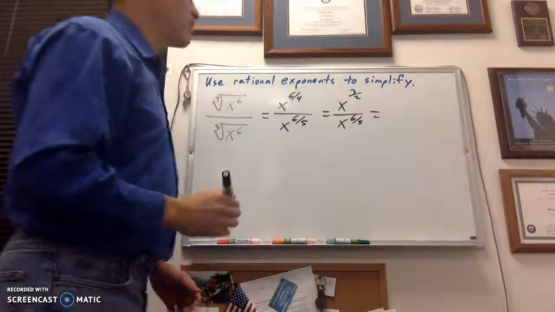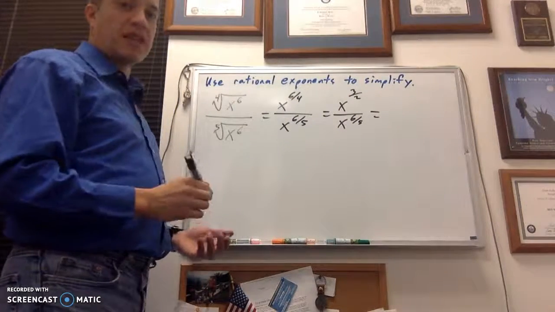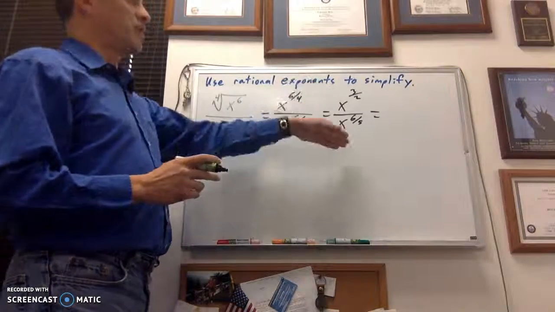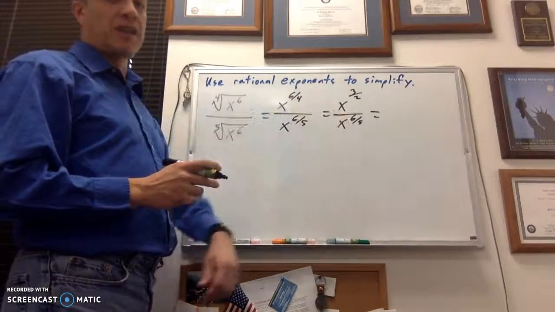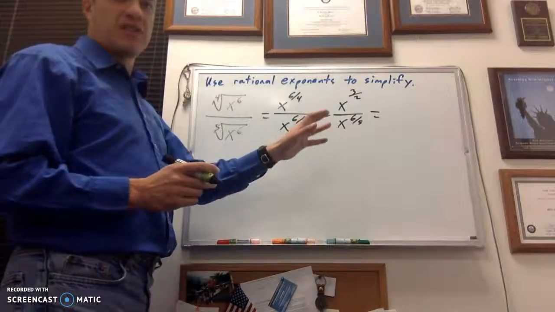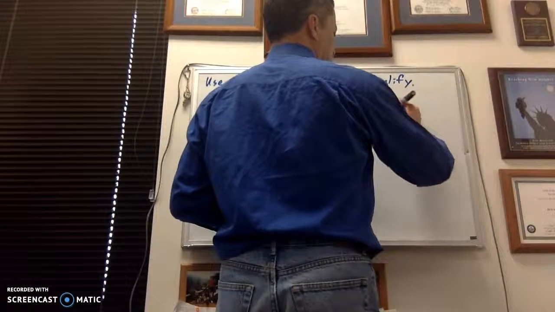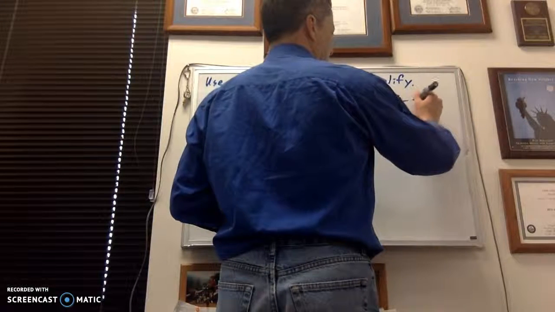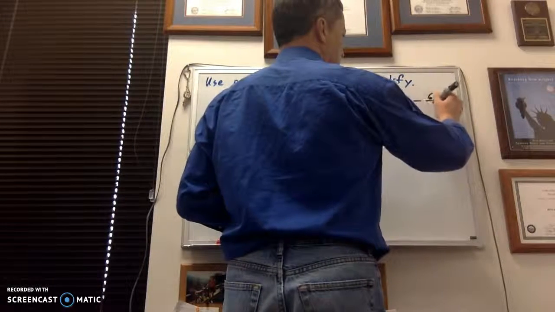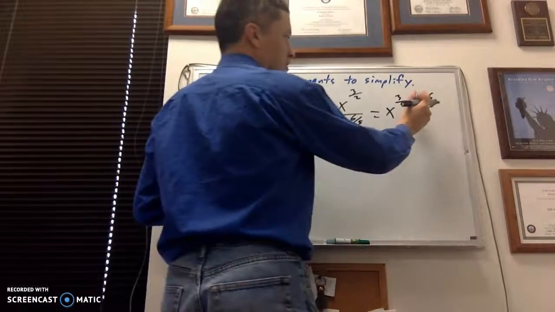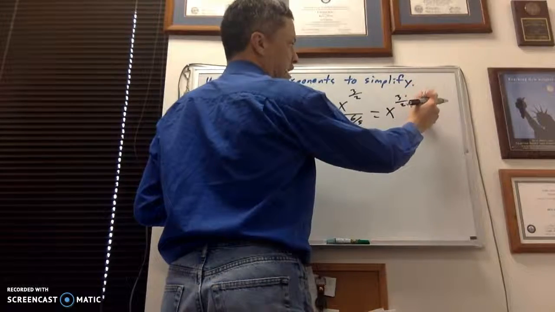Now, I've got like bases getting divided, so we need to subtract the exponents. If you're not sure which one's bigger to show which side of the fraction it's going to be on, then default it to the numerator. So like bases getting divided, I'm going to subtract the exponents. So we're looking at x to the 3/2 minus 6/5. We're going to need a common denominator, which is 10.